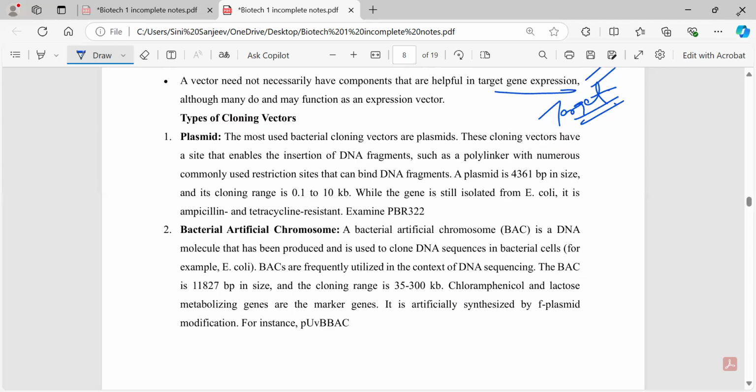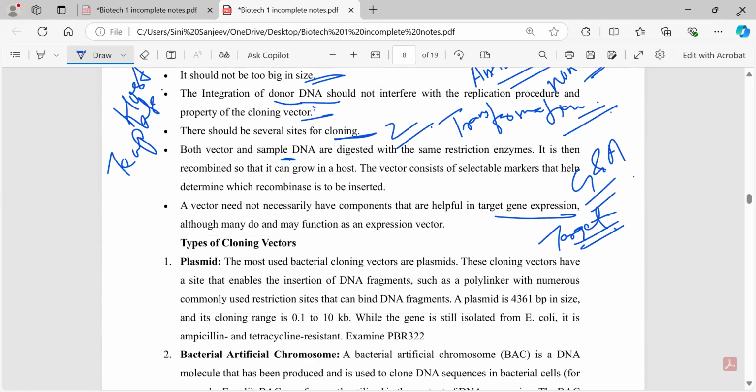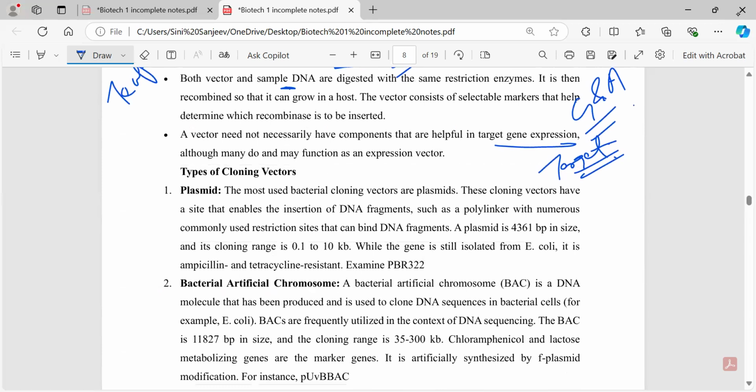I will start from here. The first type of cloning vector is the plasmid. So what is a plasmid? Bacterial cloning vectors are called plasmids. A plasmid is a double-stranded circular extrachromosomal material. It will have a particular site where you can insert DNA fragments, and then you will use the restriction enzyme which will go and play its role on particular restriction sites.